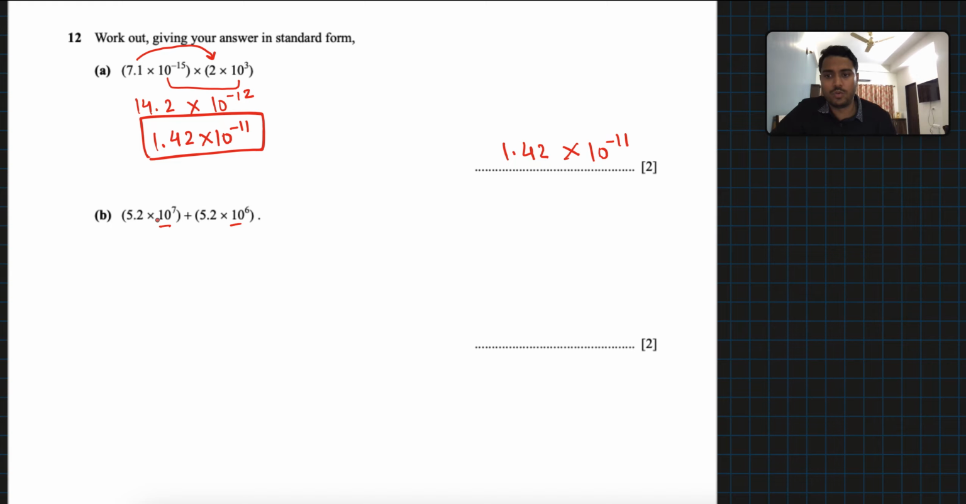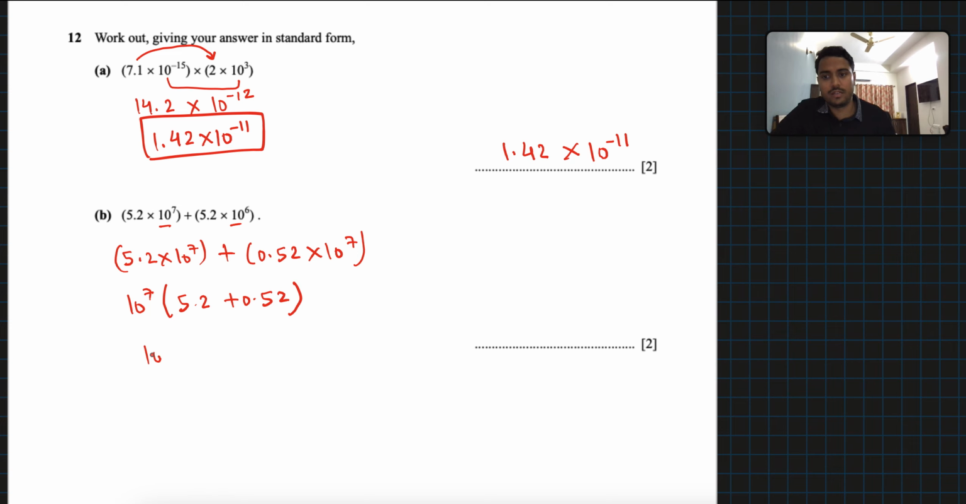So what we can do, we can write 5.2 multiplied by 10 raised to 7 as it is, and here we can write plus 0.52 multiplied by 10 raised to 7. Now we can take 10 raised to 7 common, and we can write 5.2 plus 0.52.